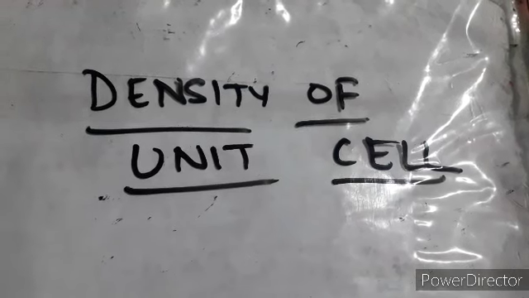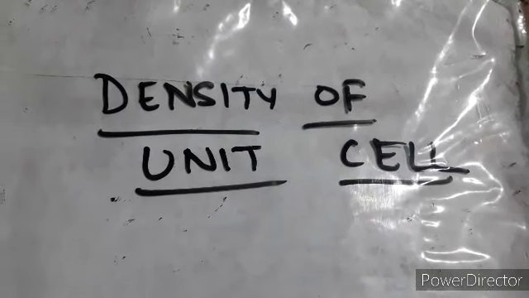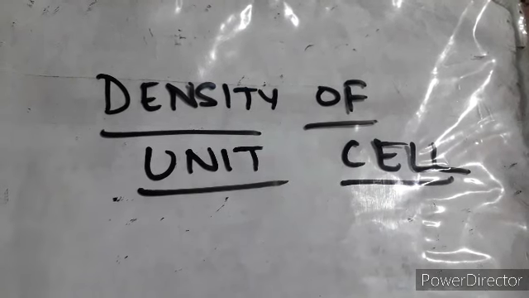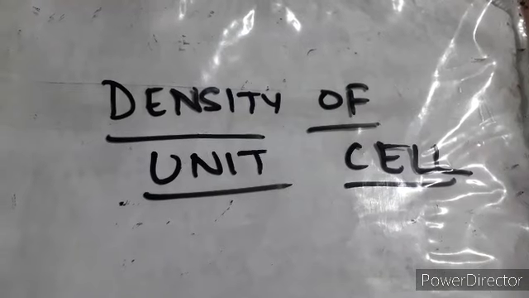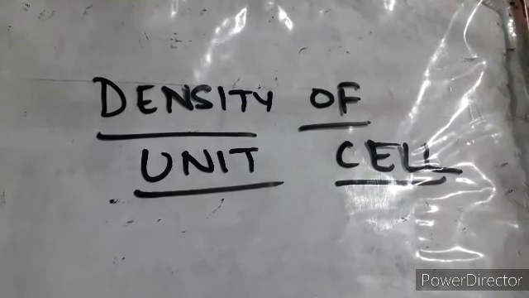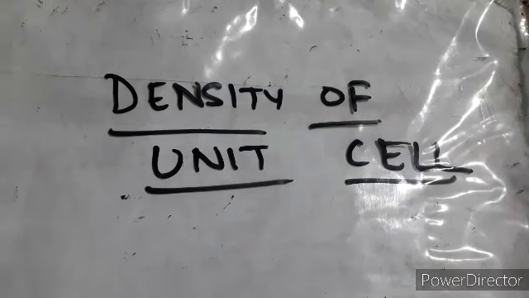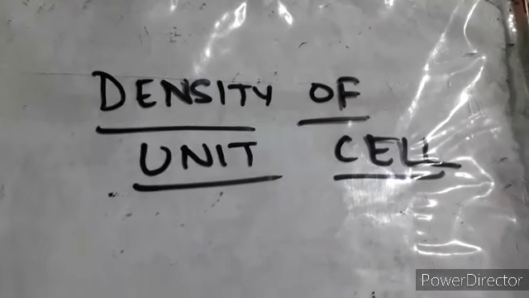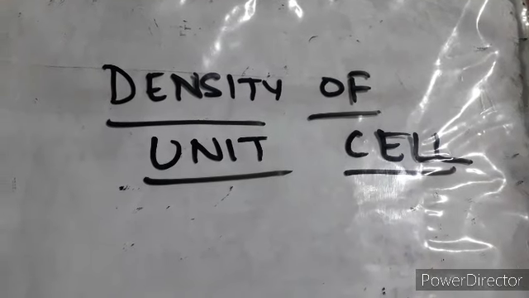And the numericals they are giving in this topic are always related to the previous topic in which we calculated the radius, edge length, or the distance. So these two topics merge together, and they give you numericals of maximum 3 marks. And questions always come from this density of unit cell.